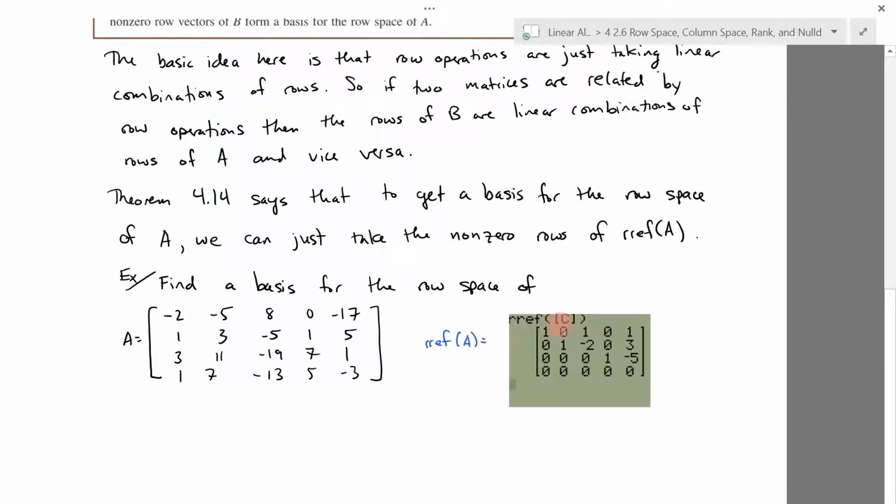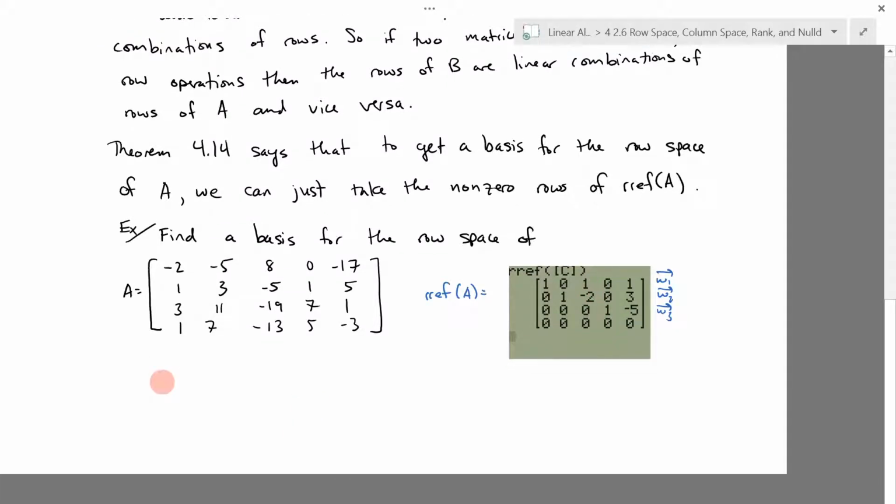Right, so if you look at the row reduced echelon form, there are three non-zero rows. Let's call them W1, W2, W3. These three rows will form the basis for the row space. The first row is 1, 0, 1, 0, 1. The second row is 0, 1, -2, 0, 3. Then the third row is 0, 0, 0, 1, -5. And so this is our basis.